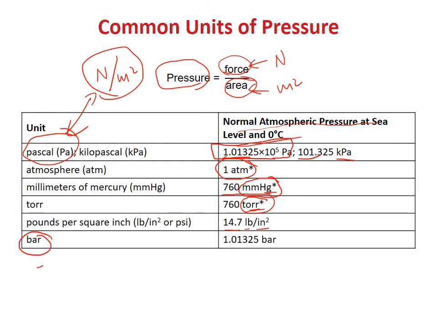1 bar is exactly 10 to the 5th Pascal. So 1 atmosphere should be 1.01325 bar.